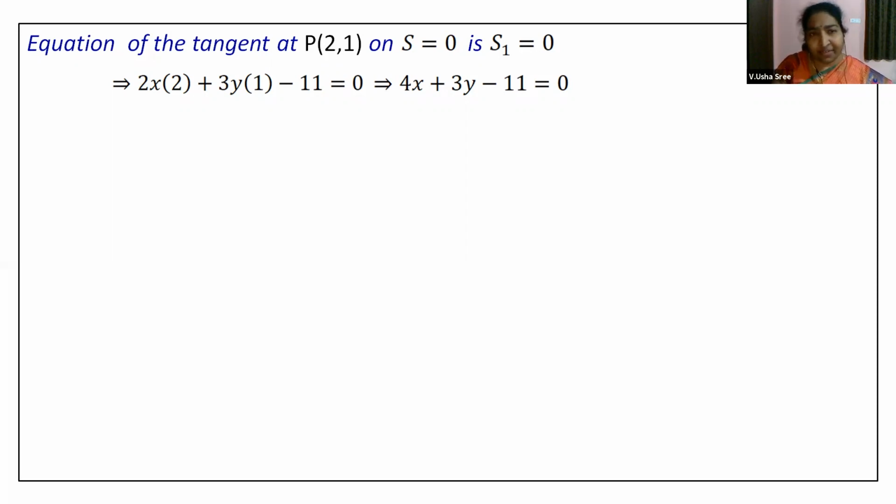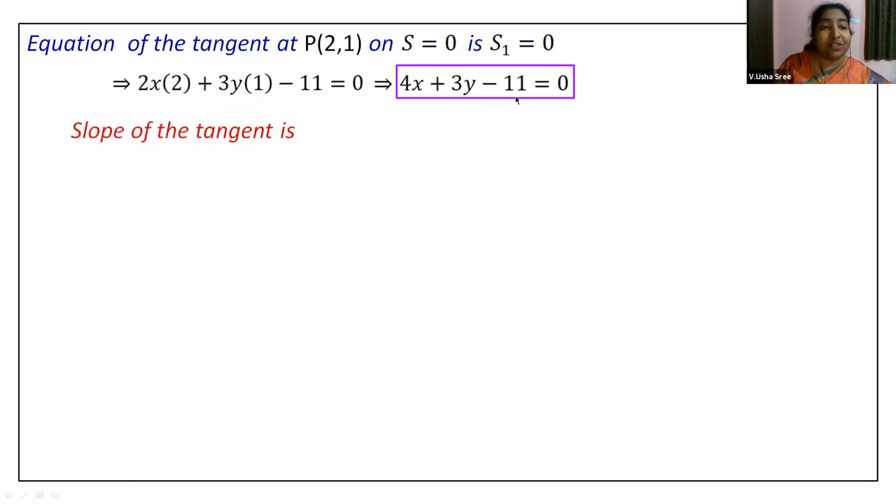Okay, if it is convenient for you to write S1 equal to 0 after converting the given ellipse equation in that form, then it's fine. Otherwise, you can go with this form also. Then here we will calculate the slope of this line. Now, 3y is equal to minus 4x plus 11. That means the slope of the line will be minus 4 divided by 3. So here the slope of the tangent will be minus 4 by 3.